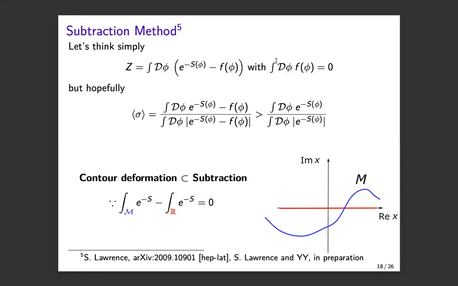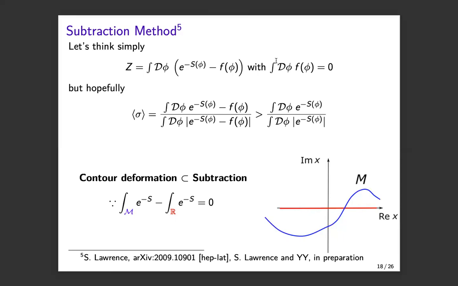So we haven't changed this partition function, but this denominator can change, and it can change the average sign either lower or bigger. But we can hopefully find a function f such that the average sign gets bigger so that the sign problem gets milder. And you can see that this method, subtraction, is a very simple generalization of contour deformation.